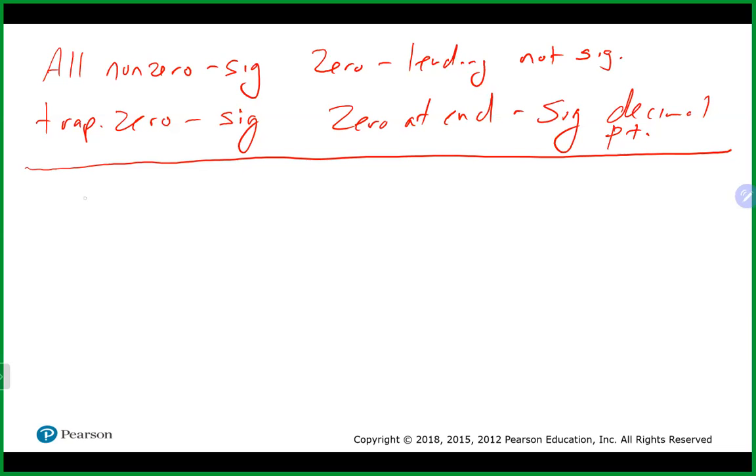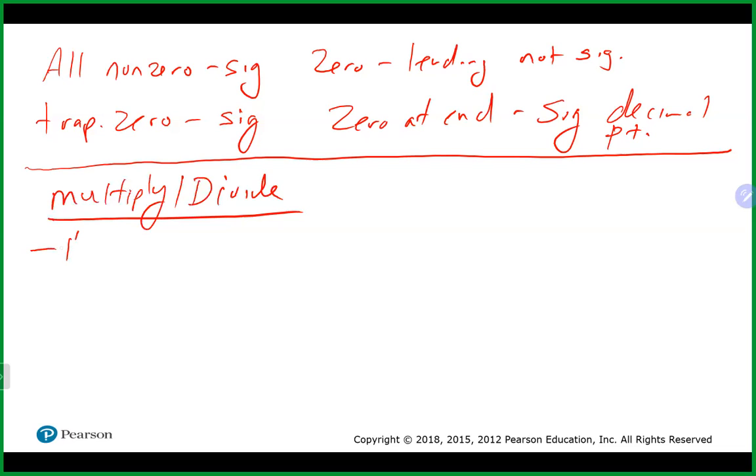We also talked about when we do calculations that involve significant figures and how many significant figures our answer should have. We talked about when we multiply or divide. In this particular case, it is the number of sig figs we're looking at, and it is the least. That is what your answer should have. Your answer should have the same number of significant figures as whatever number has the least number of significant figures in your calculation.